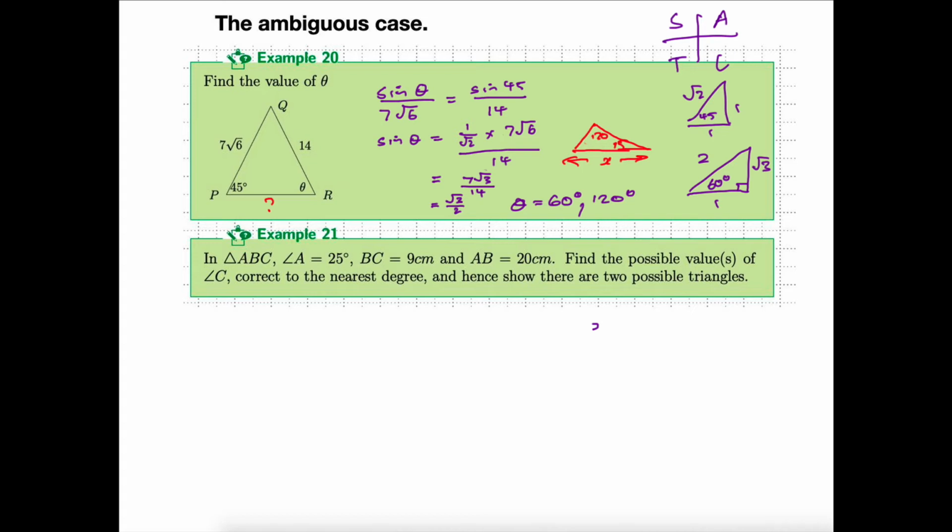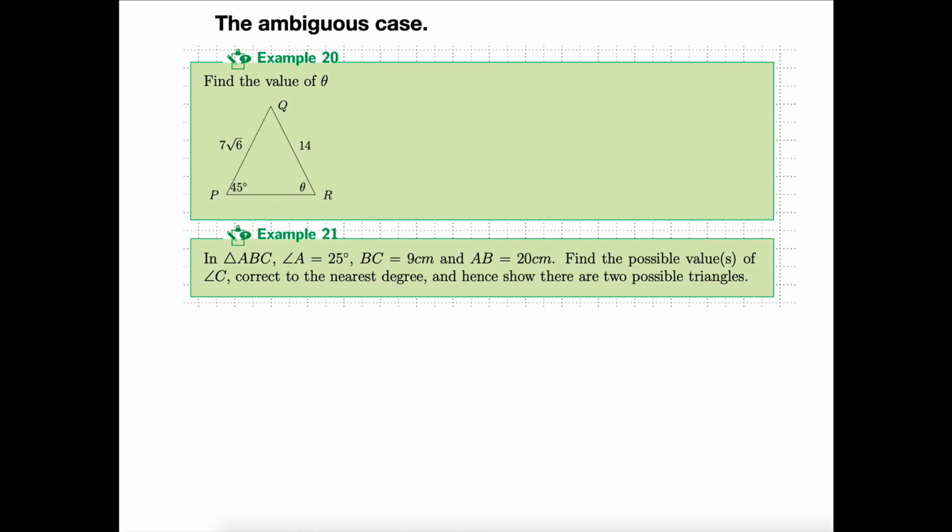All right, we'll look at one more quick example on the ambiguous case of the sine rule. Okay, so in example 21, which is the one below. In triangle ABC, angle A is 25 degrees, so let's just draw a triangle. Let's call this A here. So this is 25 degrees. BC is 9, and AB is 20 centimeters, okay? All right, find angle C. So this is the angle I want to find.